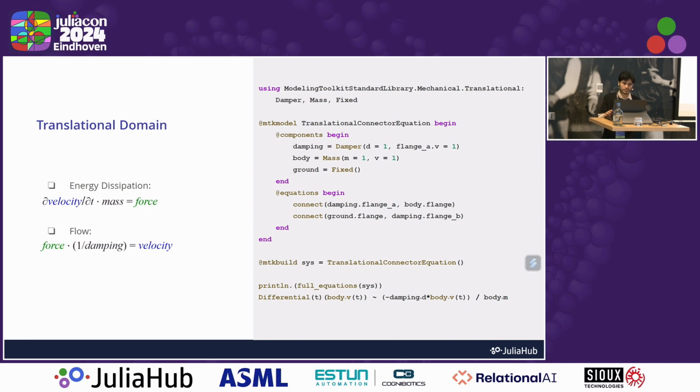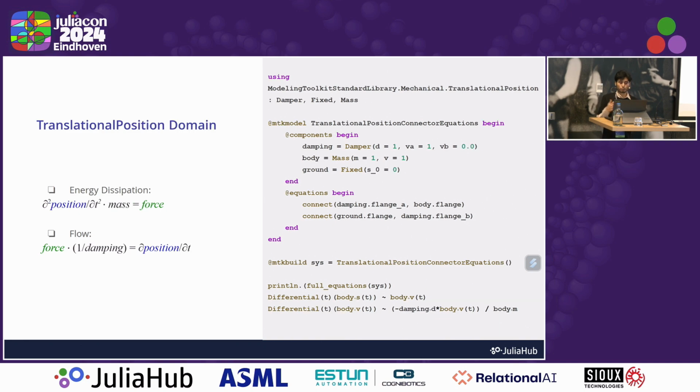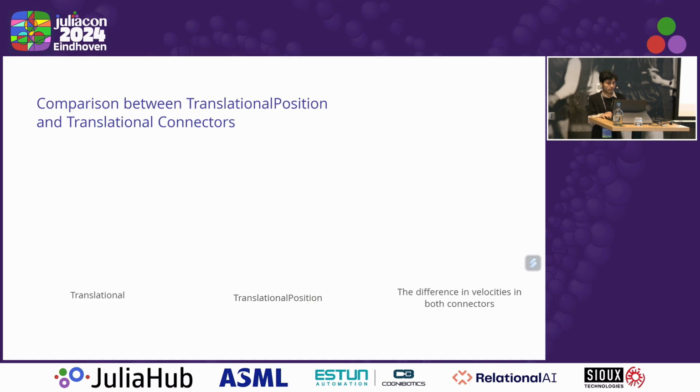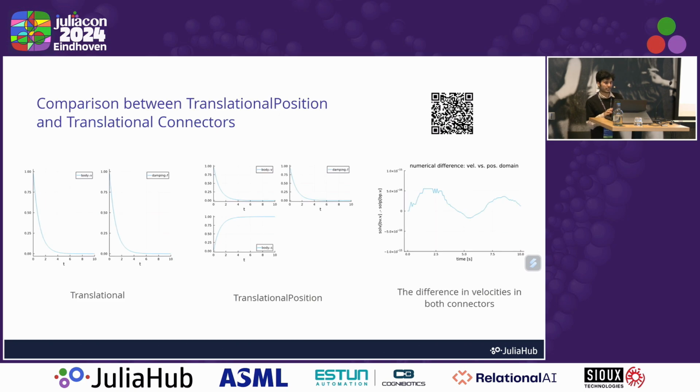We also have a translational position domain, in case you do still want to use something similar to Modelica. There we have position and force. If you write out a similar model and look at what equations it's solving, there is one that connects position and velocity, and one more, the energy dissipation equation. The numerical difference between the velocity you would generate with these two connectors is very negligible.